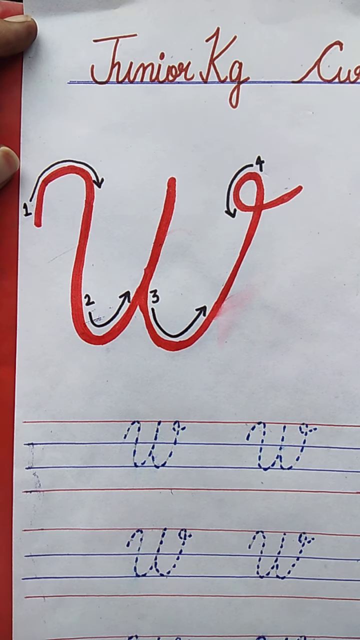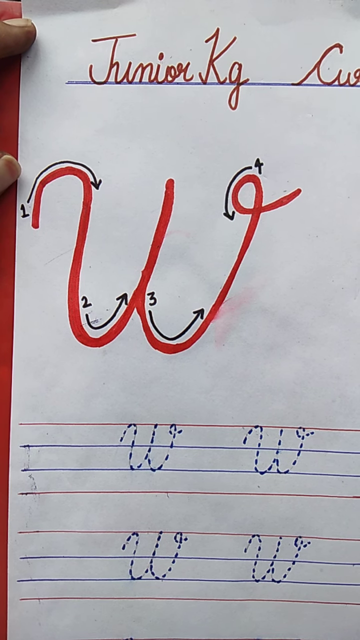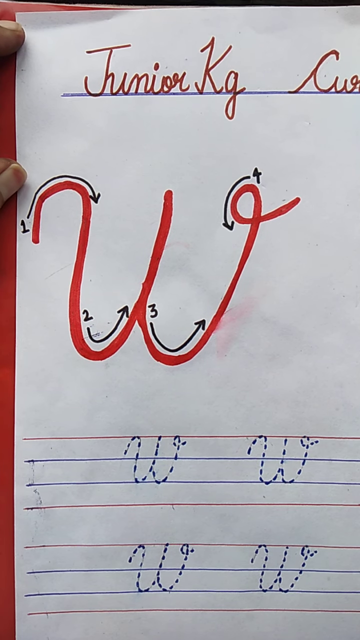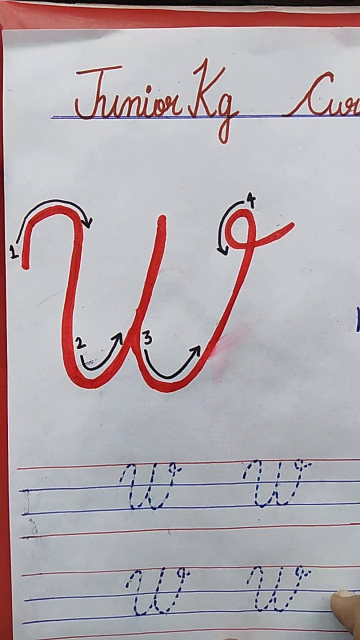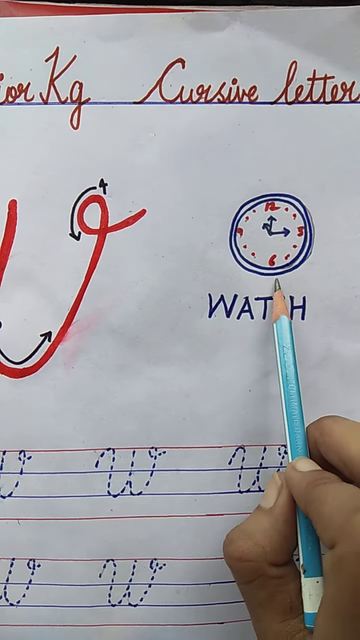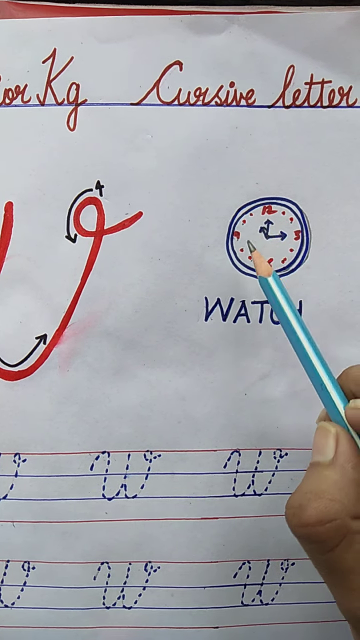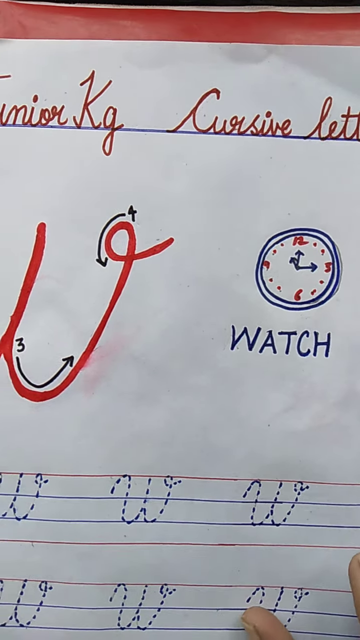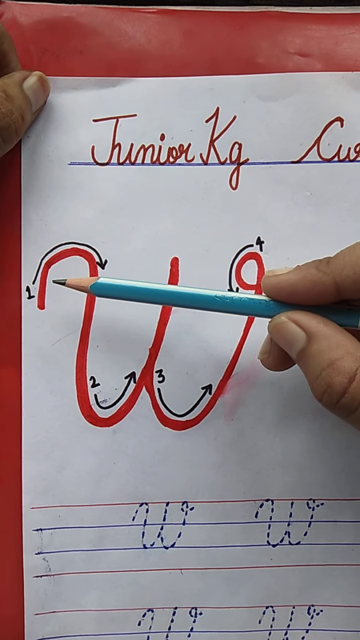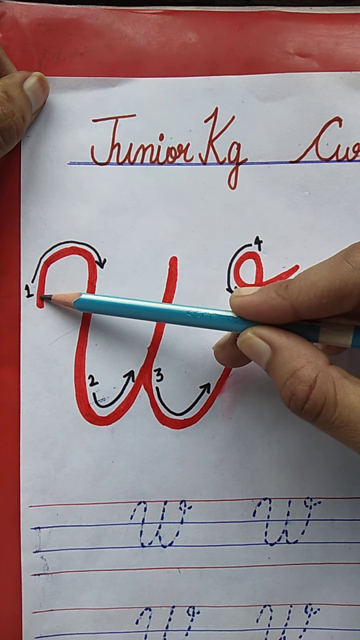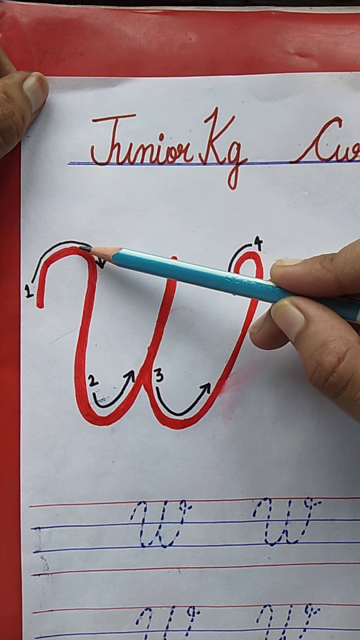Okay. Now see here the formation of W. कौन सा लेटर सीखेंगे चिल्ड्रन आज? W. Speak with me. W for watch. This is the picture of watch. See here. This is a watch. Now look at here. The first line is curve. You have to draw a small curve.